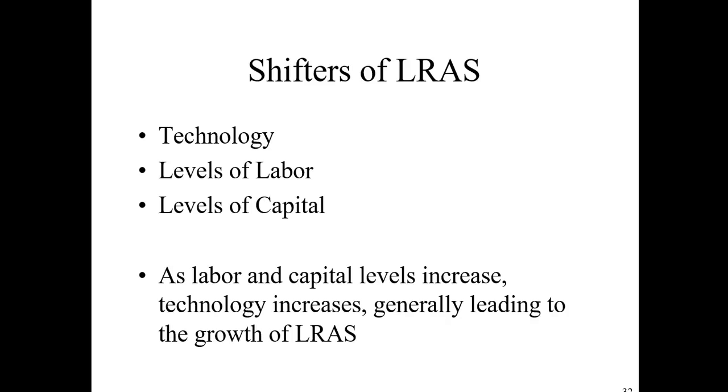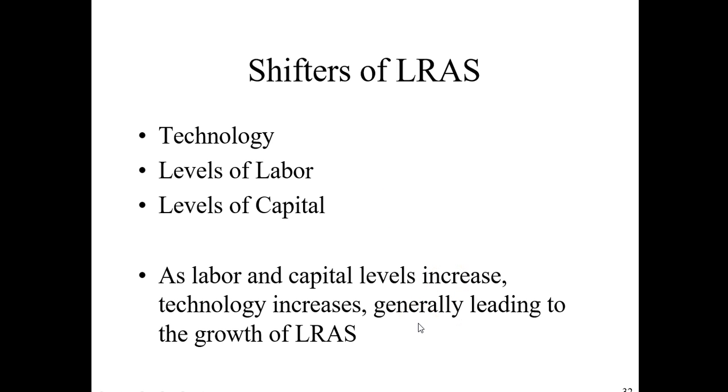Now, the long run aggregate supply curve can actually shift as well. And there are only a few things that will shift that curve, and that is that vertical line. Technology changes will shift the entire ability of the economy to produce. The levels of labor that are present in the economy and the levels of capital. So the presence of labor, and by levels we mean generally skilled labor, trained labor, labor that is developed human capital. And then levels of capital, the tools of production. Those will definitely have an effect on how much an economy can produce.